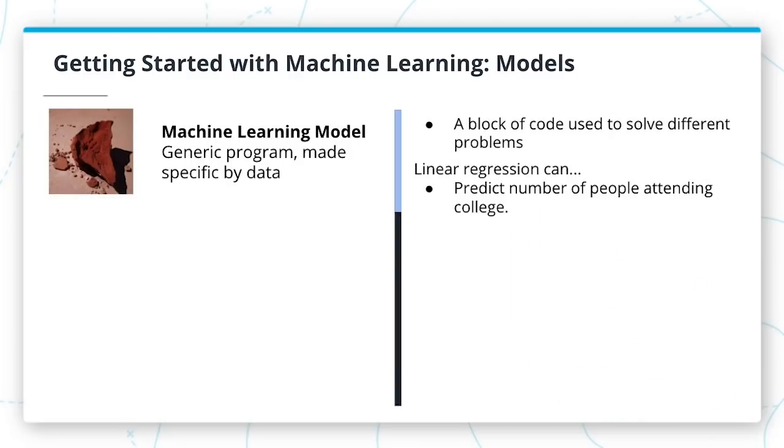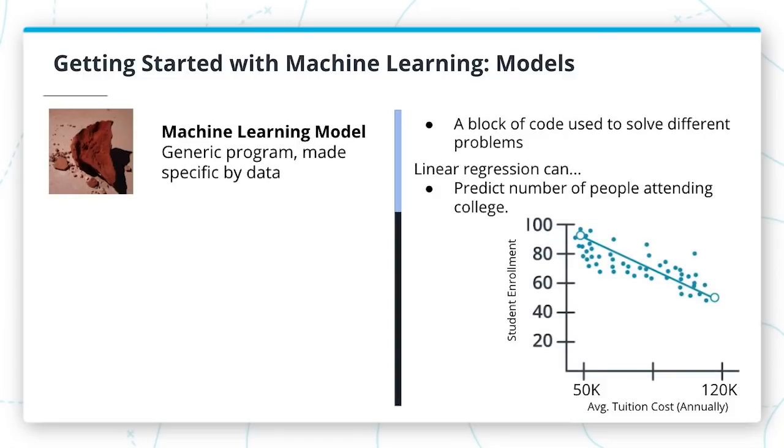A model can also be used to predict how the number of people who attend college changes based on the cost of admissions. In this example, our model predicts that as the cost of tuition increases, the number of people attending college will decrease. But how does this model do this work? That is what model training is for.